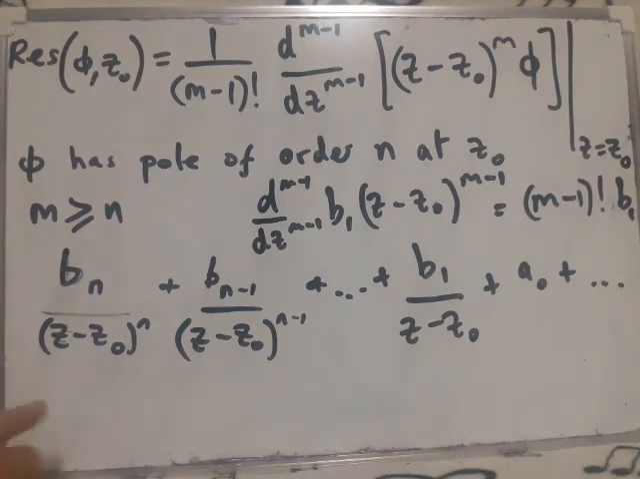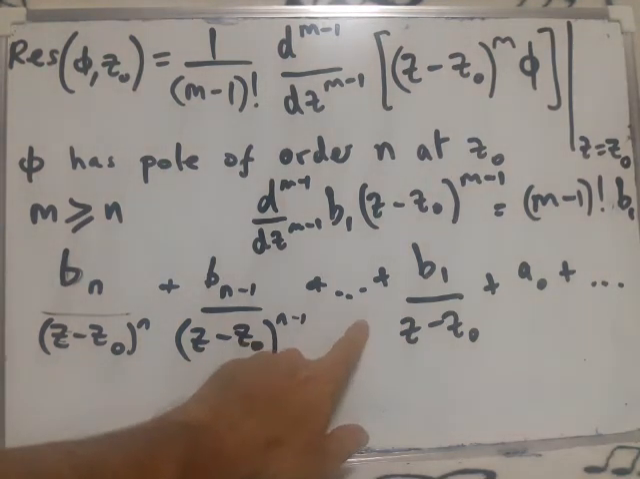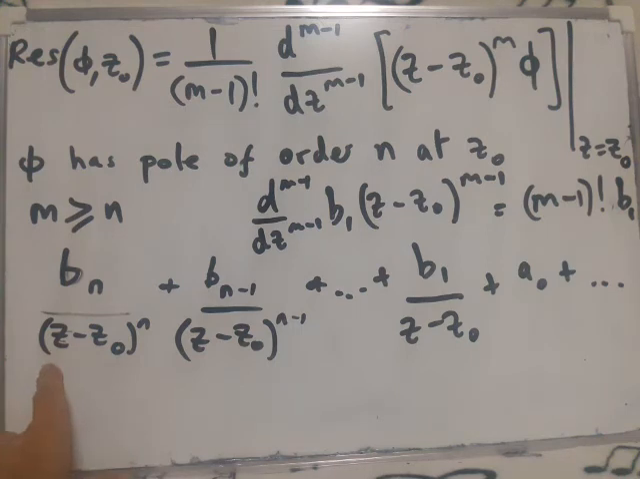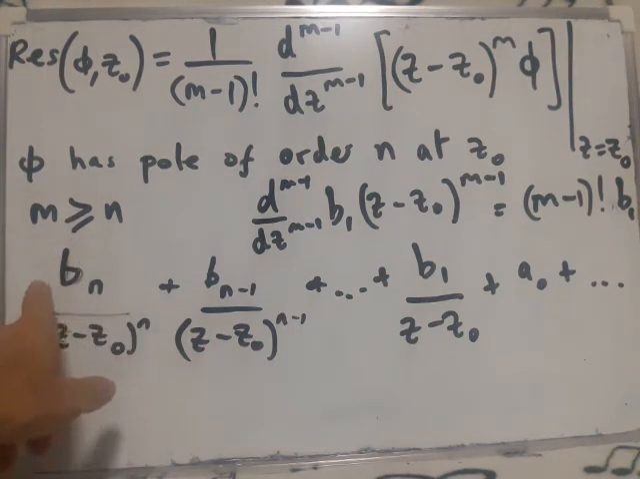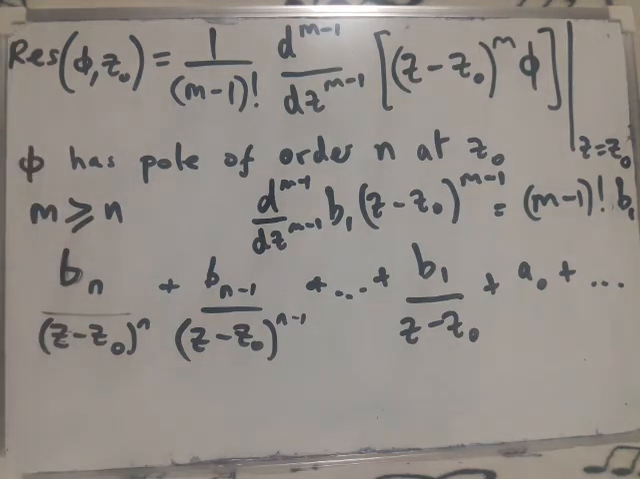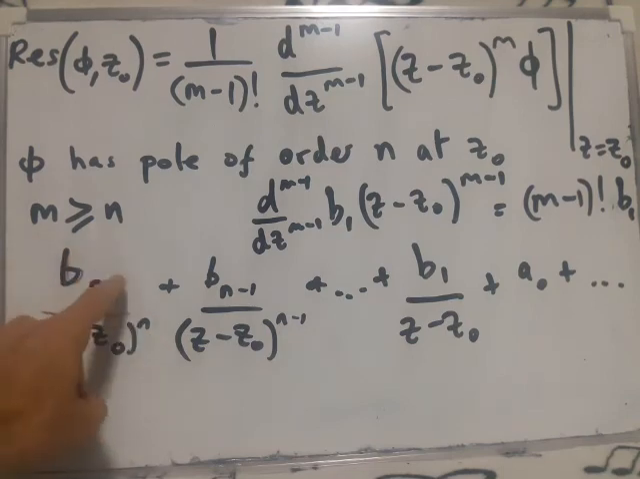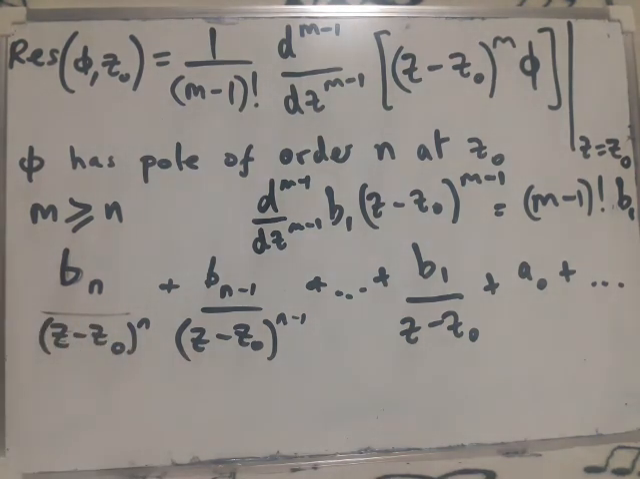Now, with these terms, the b2 up to bn, when you multiply by (z minus z naught)^m, remember m is always greater than or equal to n, you'll always get something which doesn't have a z minus z naught on the bottom. If, for example, m equals n, when you multiply by (z minus z naught)^m, you'll just get bn, which if you differentiate gives you 0.